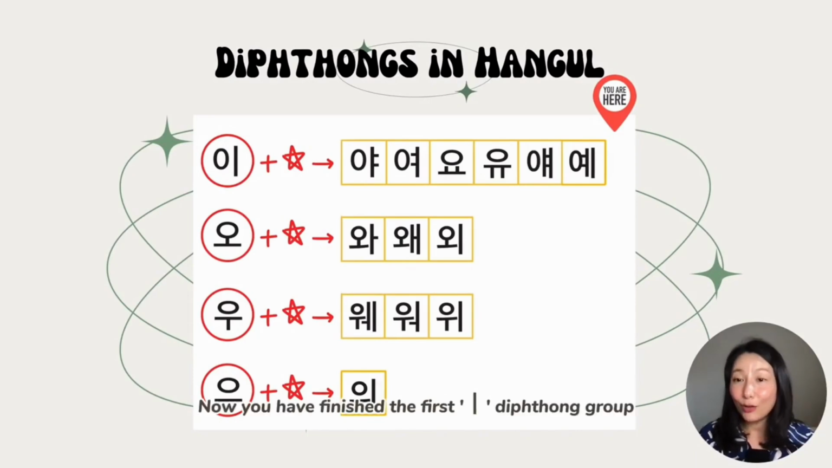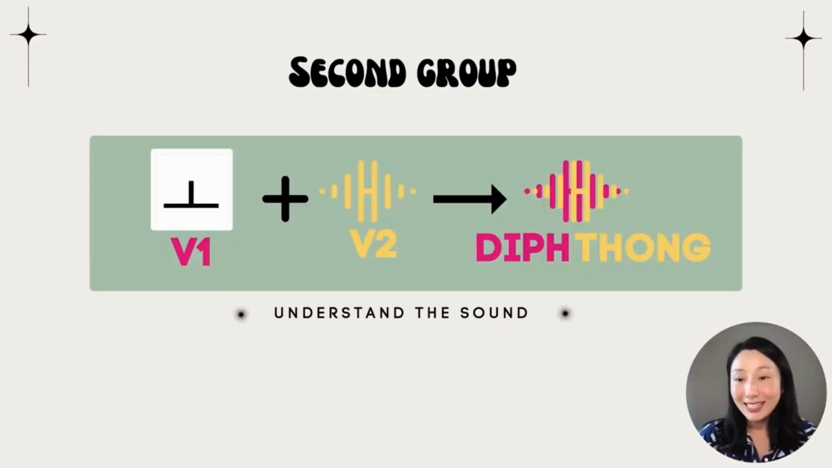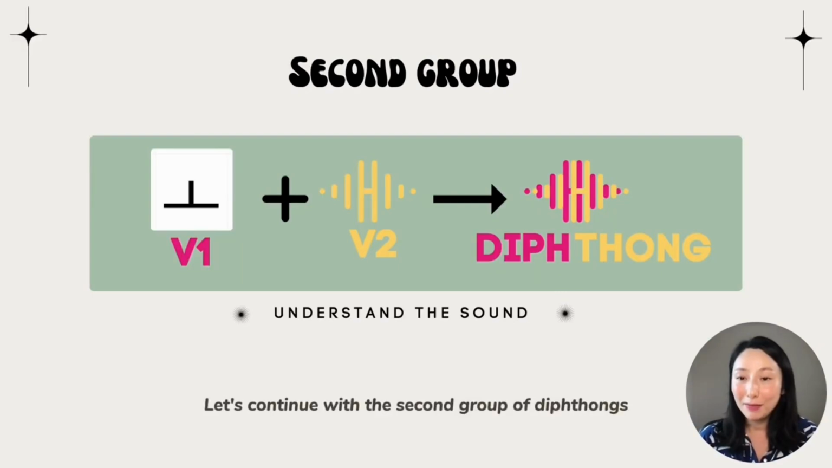Great job! Now you have finished the first E diphthong group. We are going to move on to the next O group. See you later! Let's continue with the second group of diphthongs.